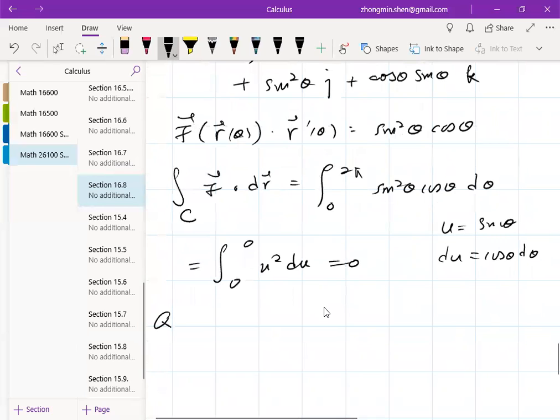So let's look at the next problem. If we ask you to verify Stokes' theorem, then you have to evaluate the surface integral and the line integral. If you are told to use Stokes' theorem to evaluate the surface integral of the curl of the vector field, you just apply Stokes' theorem and change it to the line integral. But if you have to verify Stokes' theorem using the example, then you have to evaluate both the surface integral and the line integral, and make sure they match.